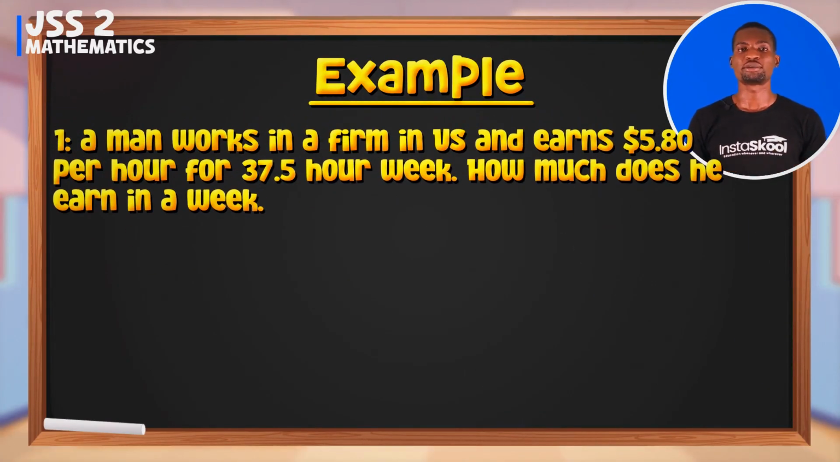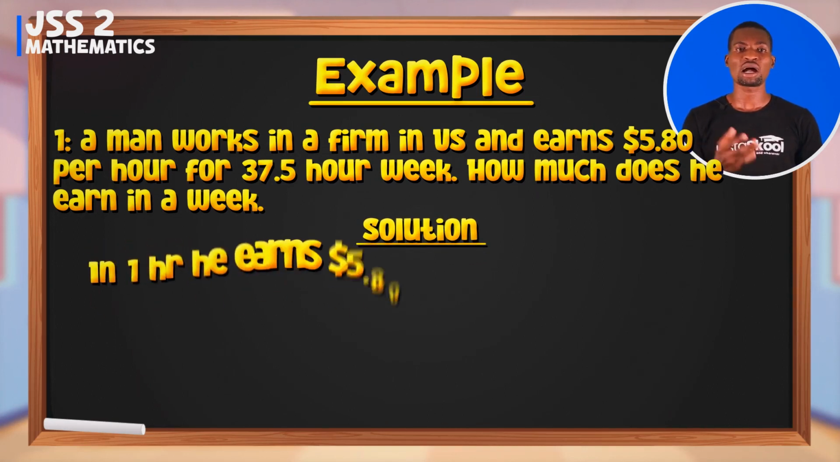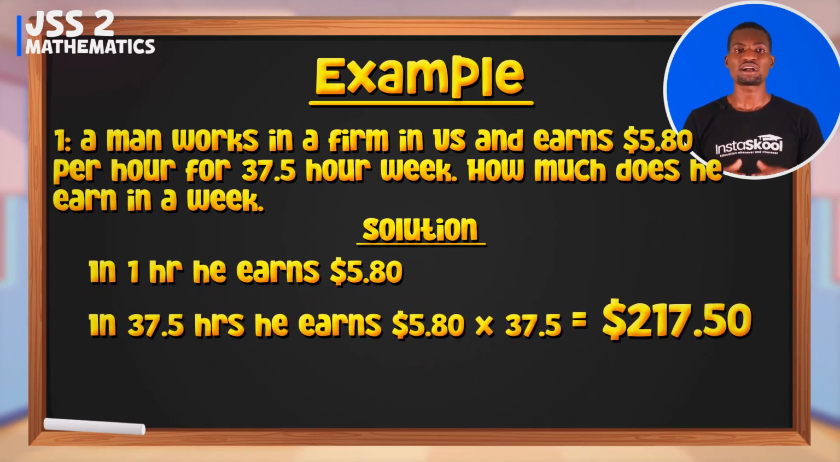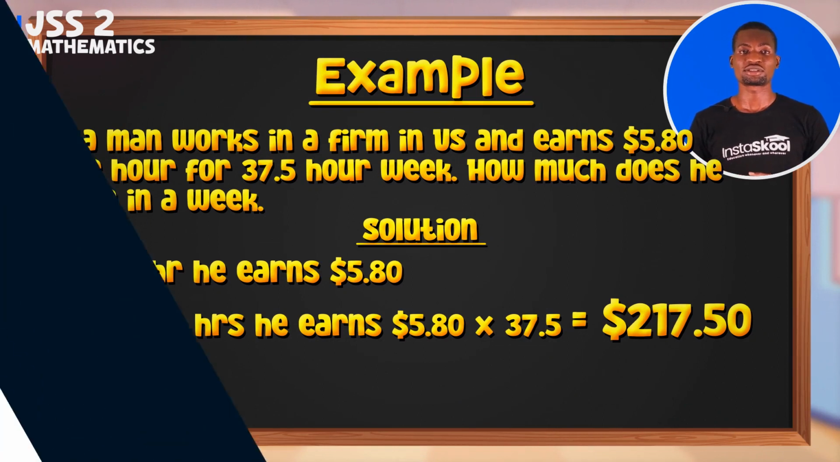A man works in a firm in the US and earns $5.80 per hour for 37.5 hours a week. How much does he earn in a week? In 1 hour, he earns $5.80. So in 37.5 hours, he simply earns 5.80 by 37.5. When you perform the simple multiplication, you would arrive at $217.50.